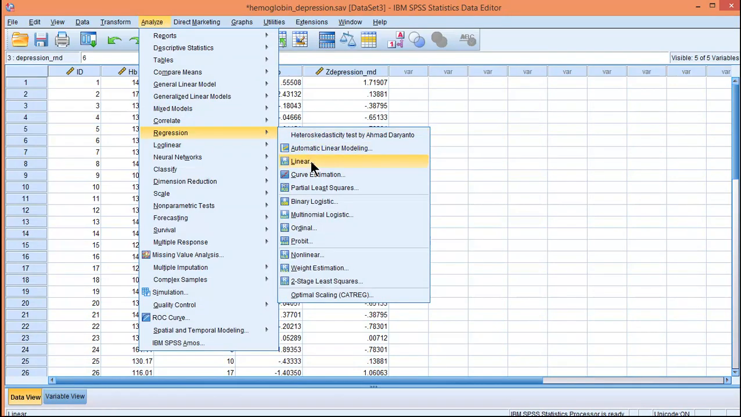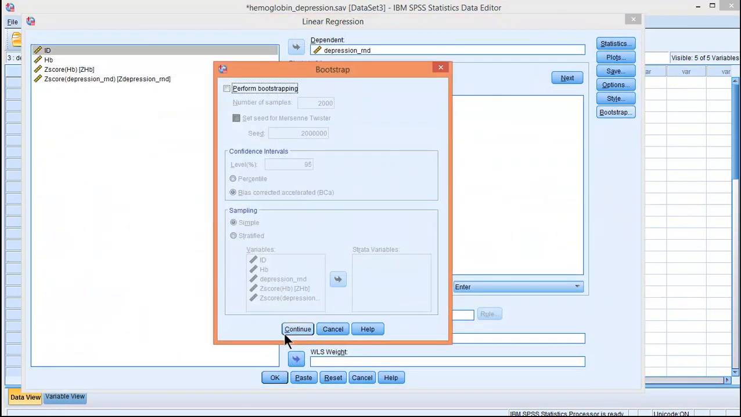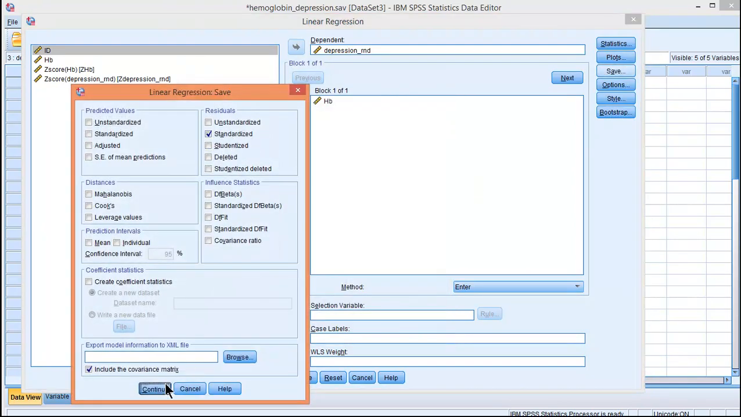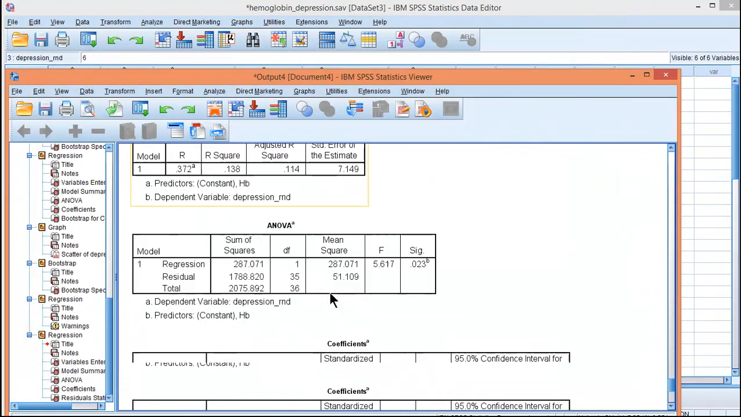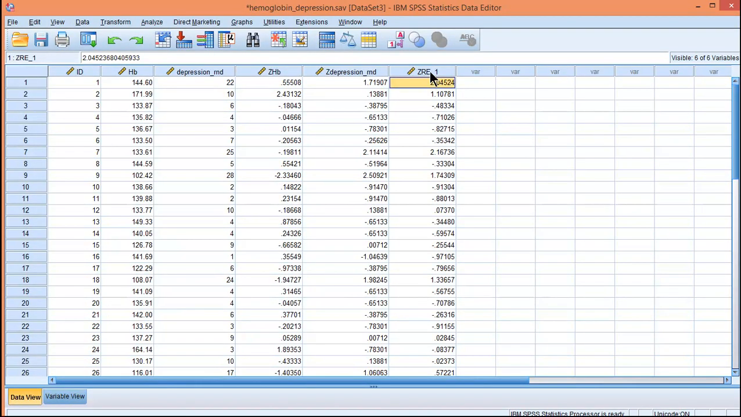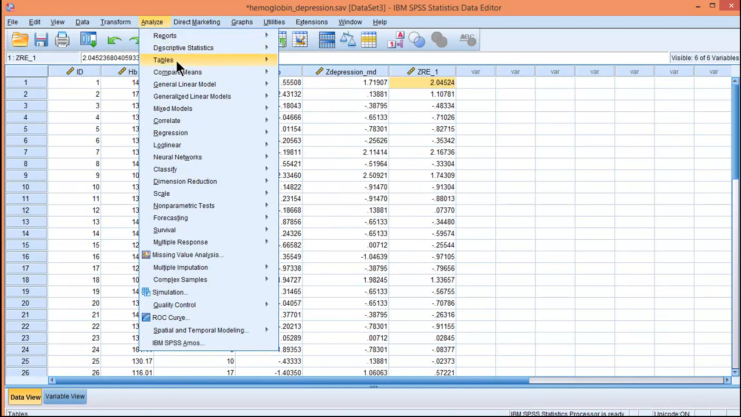Let's go into regression, linear, and deselect bootstrap. I don't want the bootstrapping again, but I do want to save the standardized residuals. Click OK, and SPSS will have created a new variable, ZRE. Those are the residuals. And I want to see the distribution of that. Actually, I'm going to check to see if there are outliers.